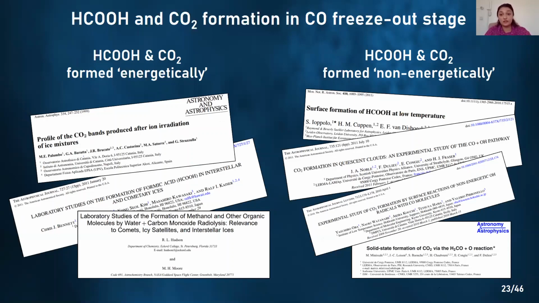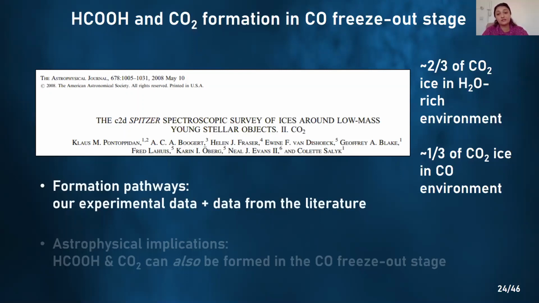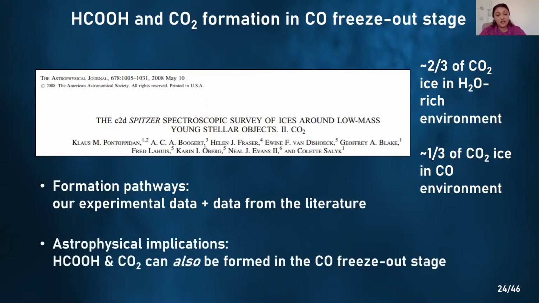share common formation pathways. Although observations show that CO2 ice is predominantly formed in a water-rich ice, it's also been found that CO2 ice exists in a CO environment. So that's what we investigate here. Starting from formaldehyde, which is formed from the hydrogenation of CO ice, we show that formic acid and CO2 can be formed. The formation pathways of these 2 species in our experiments are determined by the combination of the experimental data and data available from the literature. But this is a bit lengthy, so I'm just going to skip that for this talk. And then the astrophysical implications are discussed, namely that formic acid and CO2 can also be formed in the CO freeze-up stage.